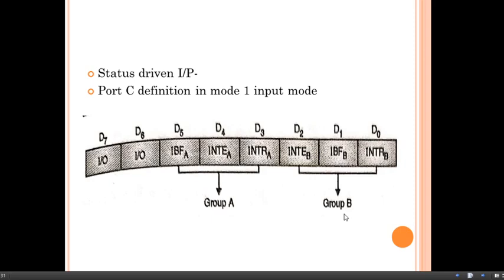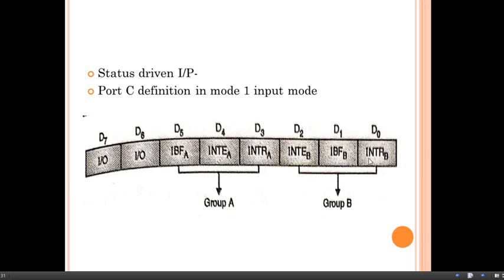Now in the case of status driven input, port C is utilized for this purpose. The CPU will read port C of the 8255. It will check the IBF signal. If it is high, then the data is read from the port. If the IBF is low, the CPU will go on reading and checking the IBF signal again. For that purpose, port C is used as a status word, and the definition of the status word for port C is represented like this.